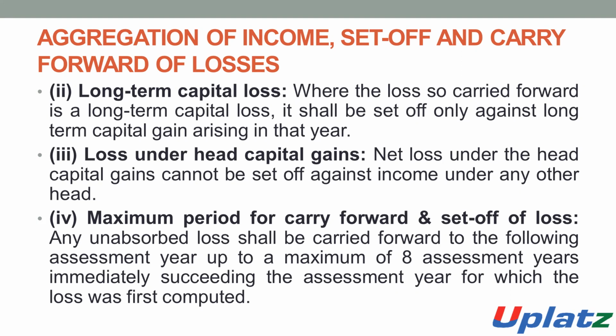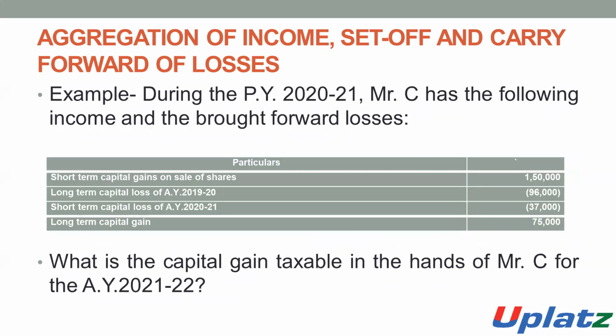If the capital gain loss is incurred in the assessment year 2001-02, then 8 years will be counted from the assessment year 2001-02, and till these 8 years you will carry forward or set off the amount of capital gain loss. So the maximum period is 8 years.